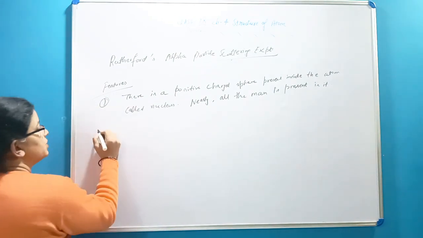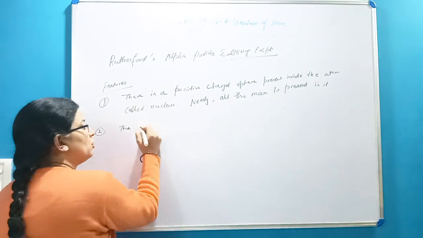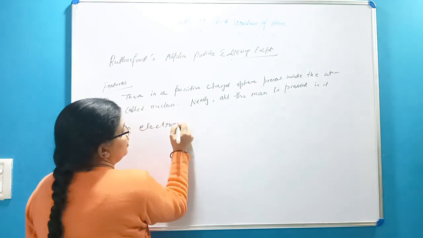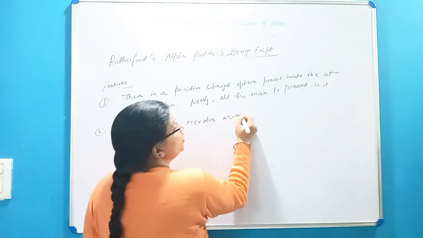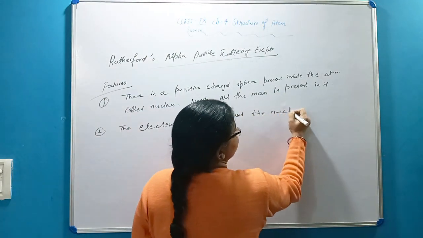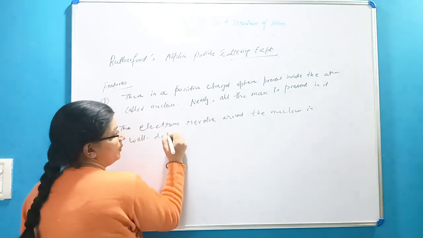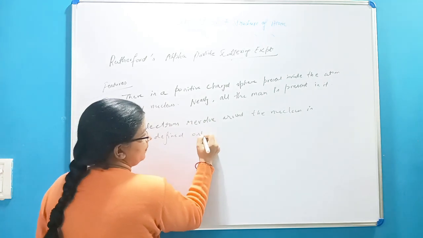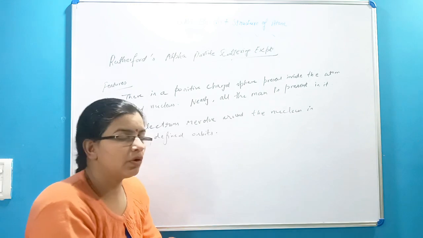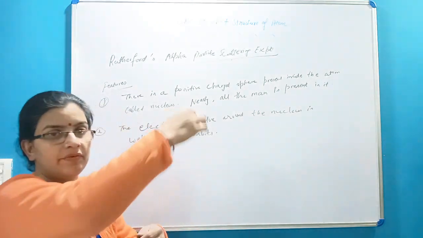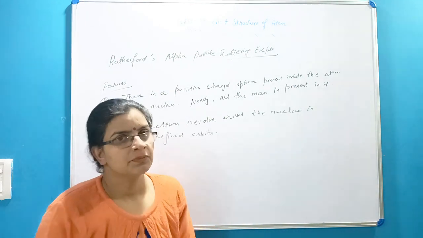Okay. Second point, the electrons. Electrons are not embedded here. The electrons revolve around the nucleus in well-defined orbits. Basically, he is saying that electrons are revolving in circular orbits, as per Rutherford.